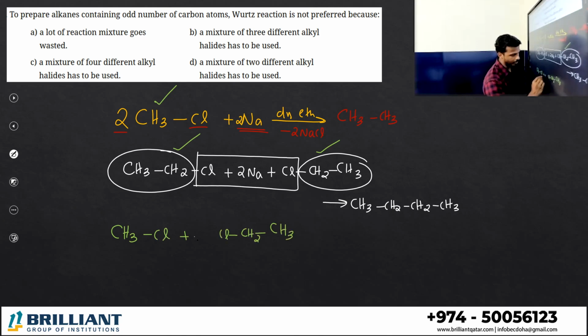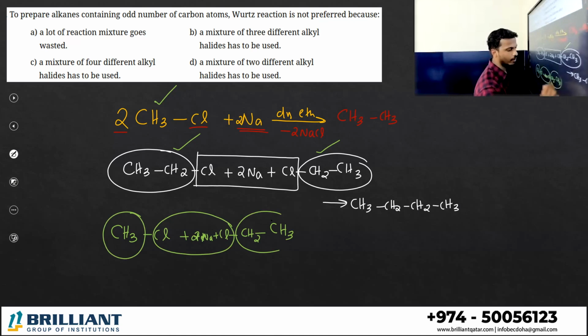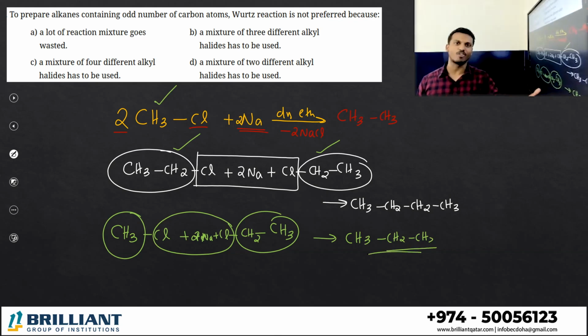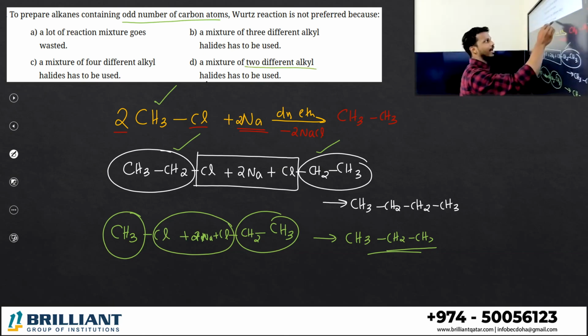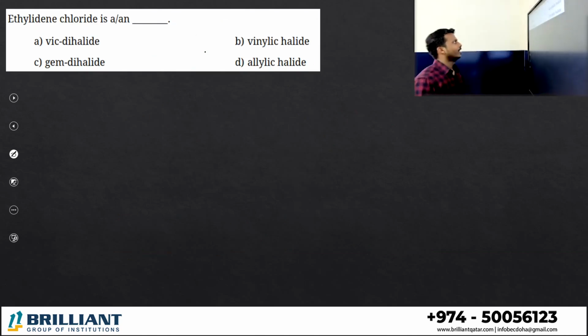What will happen if you treat it with two sodium atoms? The sodium removes the two chlorines, and the methyl and ethyl combine together. We will get propane, which contains three carbons. Even so, you will get a mixture of products here, so it is not a pure method. If you want an odd number of carbon atoms in the Wurtz reaction, a mixture of two different alkyl halides has to be used. Clear here? Okay, next question.